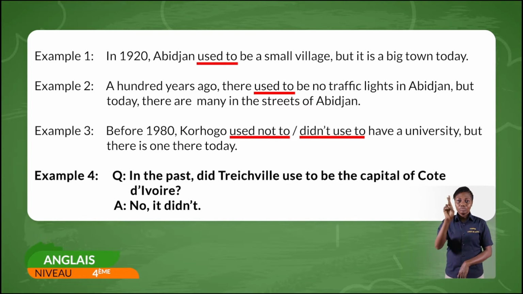Example 4: In the past, did Treichville use to be the capital of Côte d'Ivoire? Did Treichville use to be? So you can see did, and further, use to without the D at the end of use. And the answer is no, it didn't, because Treichville has never been the capital of Côte d'Ivoire.